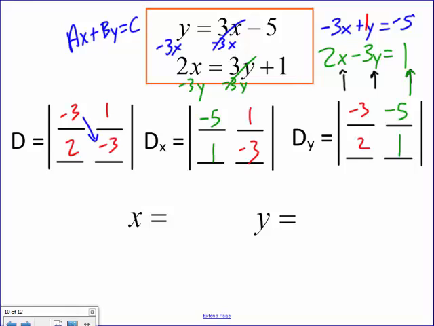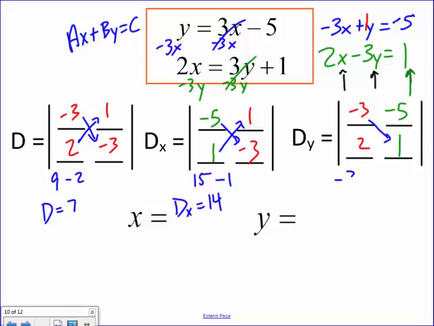So negative 3 times negative 3 is 9, minus 2 times 1. So d equals 7. And then we go for negative 5 times negative 3, which is 15. And minus 1 times 1, which is 1. So dx equals 14. And lastly, negative 3 times 1 is negative 3. And 2 times negative 5. Remember, it's minus first, so it's negative 3 minus 2 times negative 5, which is negative 10. So be careful with that sign. So that means dy is going to equal, well, negative 3 plus 10, which is 7.